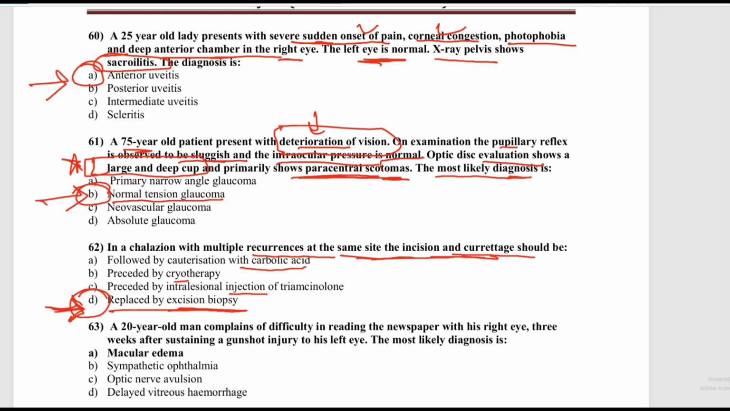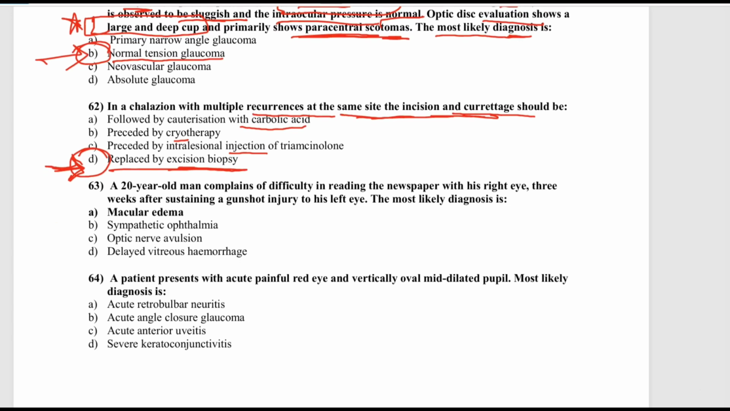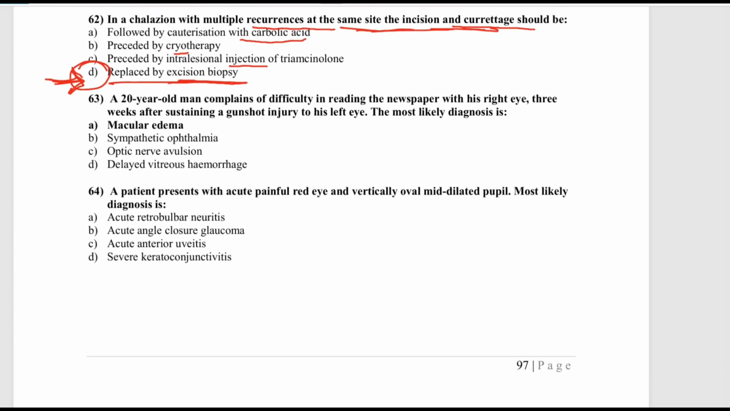Our next question is a 20-year-old male who complains of difficulty in reading the newspaper with his right eye, 3 weeks after sustaining a gunshot injury to his left eye. The most likely diagnosis is: the options are macular edema, sympathetic ophthalmia, optic nerve avulsion, delayed vitreous hemorrhage. Remember that there is a history of gunshot injury to the left eye, but he is unable to read with his right eye. So the correct option here is sympathetic ophthalmia.